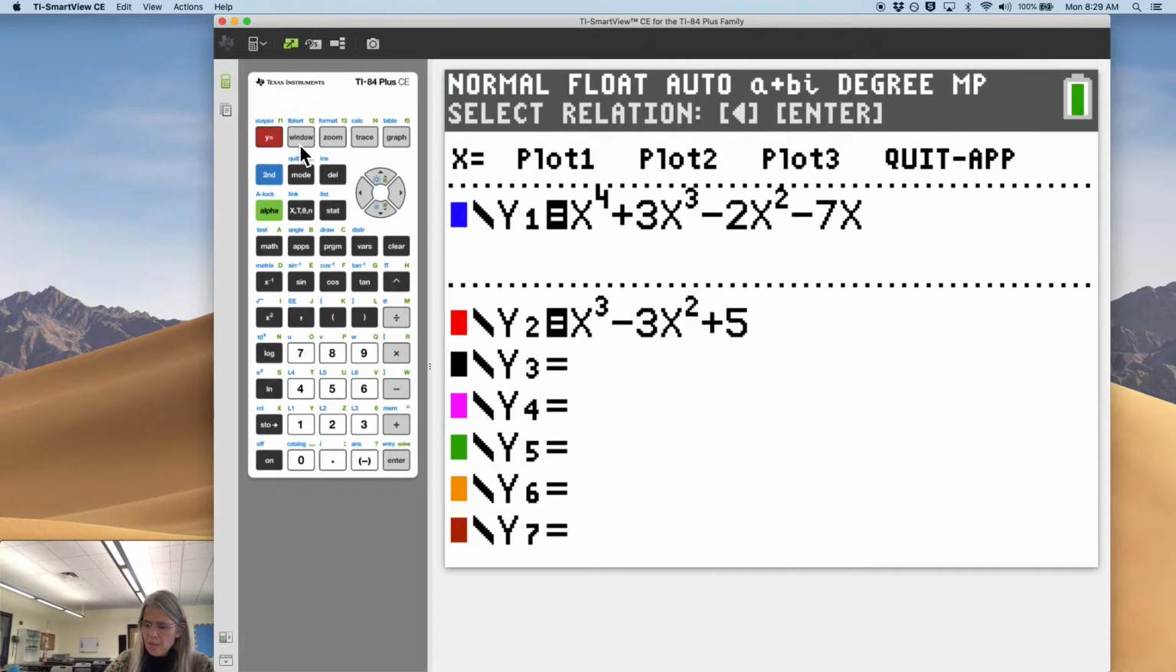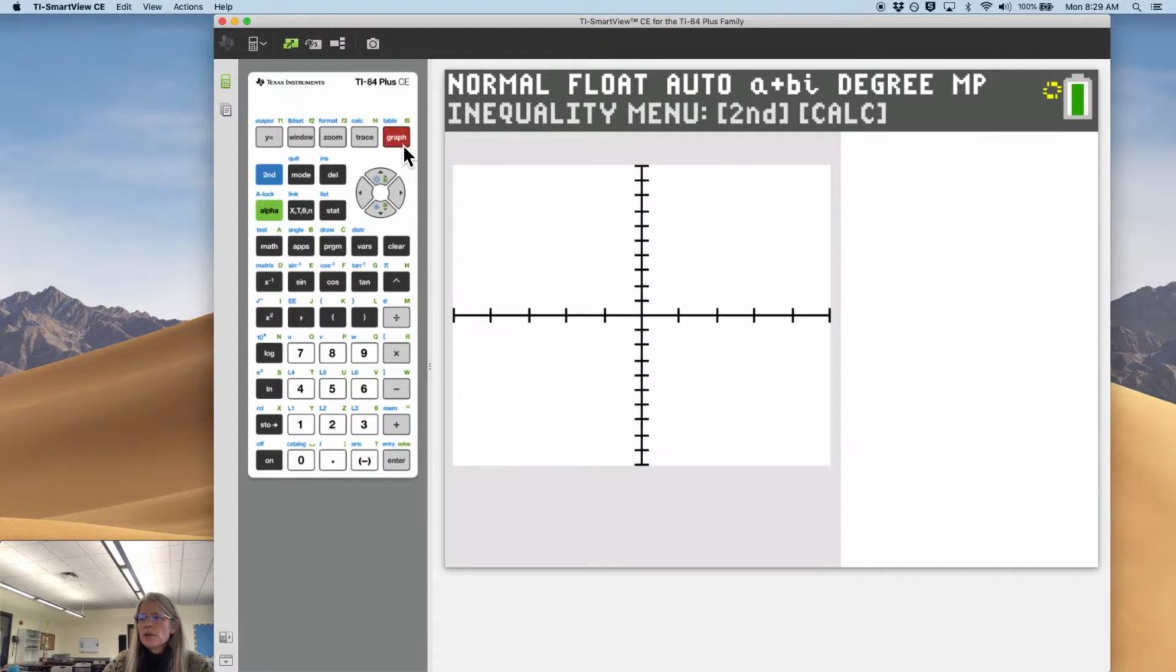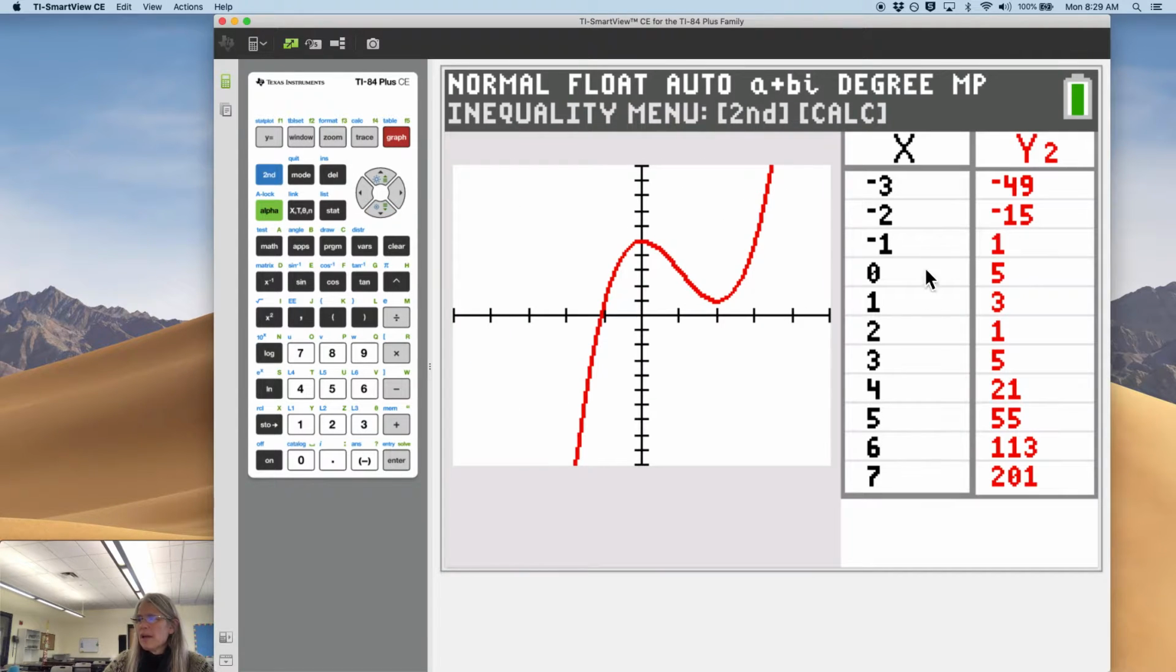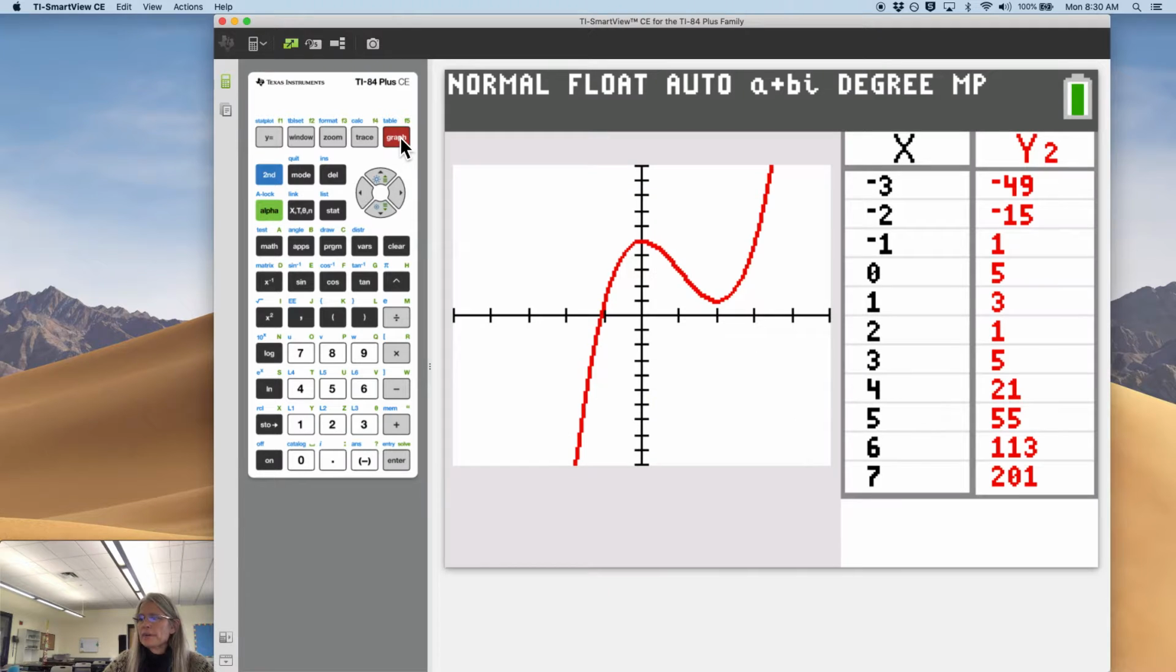But if I go back to my y equals and I just hit enter, notice how now it's not dark over the x to the fourth. So we're just going to look at the x cubed minus 3x squared plus 5 for right now. Okay, so we're going to go to the graph, and I have the table of values over here as well. And in order to get that, you're going to go to mode, and you're going to scroll down all the way to full. Yours probably is on full, and you're going to switch over to where it says graph table. So just use your arrow keys and hit enter, and then go back to your graph.